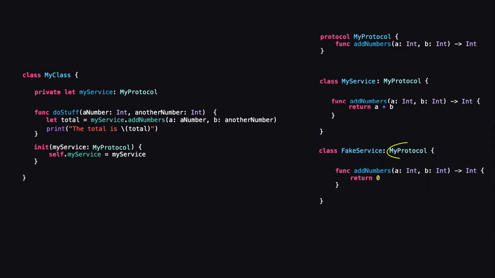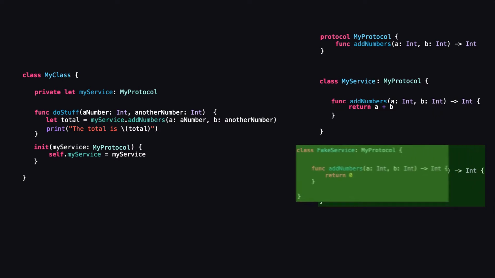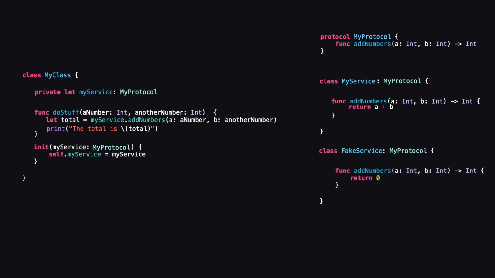Now, let's make a fake version of myService that conforms to the same protocol. The fake version is useful for testing because if someone calls doStuff, that would call addNumbers on myService, but myService is of type myProtocol, which is implemented by the myService class as well as the fake service. During runtime, we can pass in an instance of the myService class, and during testing, we can pass in an instance of the fake service class. We will see an example of that in a minute.